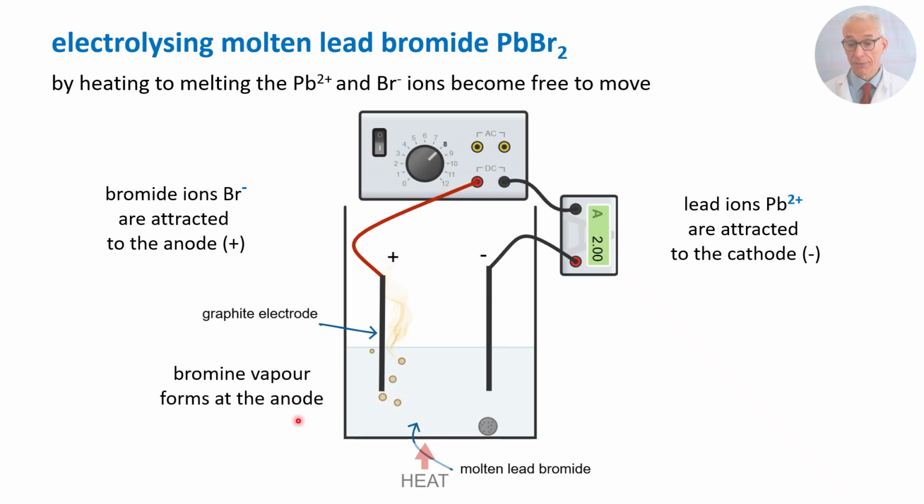Bromine vapor forms at the anode. So a brown vapor of bromine forms at the anode, and you are expected to recall that observation. Whereas at the cathode, metallic lead forms on the surface of the cathode and falls to the bottom of the electrolysis vessel to form a globule of metallic lead. Again, you are expected to recall that observation.